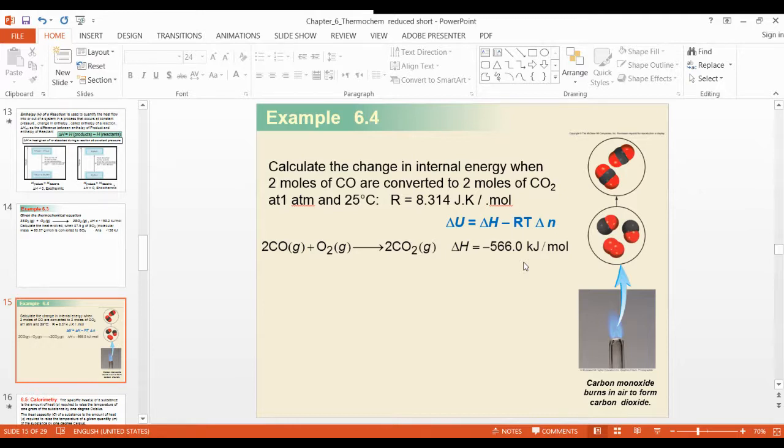Is it a state function? Could you tell me please? Is delta n a state function? Yes, doctor. Yes, final minus initial. So delta n you calculate from the chemical equation, 2 minus 3, so you get minus 1. Just multiply by minus 1 here and put the R value, which is already given here. Temperature you change to Kelvin, and delta H is already given here as minus 566. Then you calculate delta U, the internal energy. Alright, so this is the way to do that question.